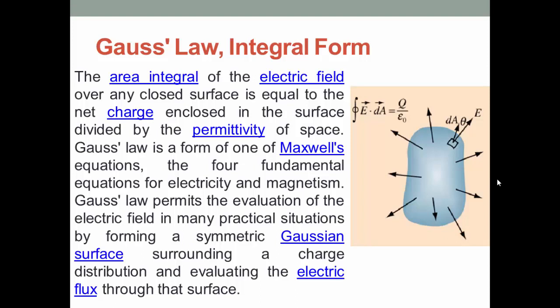We know Maxwell's equations, the four fundamental equations of electricity and magnetism. Gauss's law permits the evaluation of the electric field in many practical situations by forming a symmetric Gaussian surface surrounding a charge distribution and evaluating the electric flux through that surface.